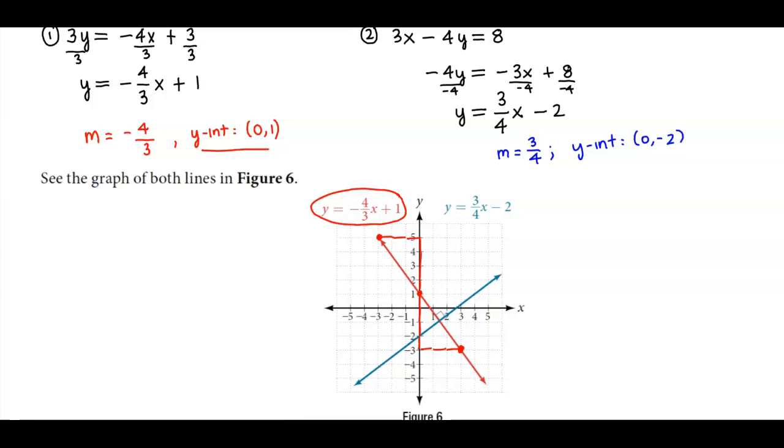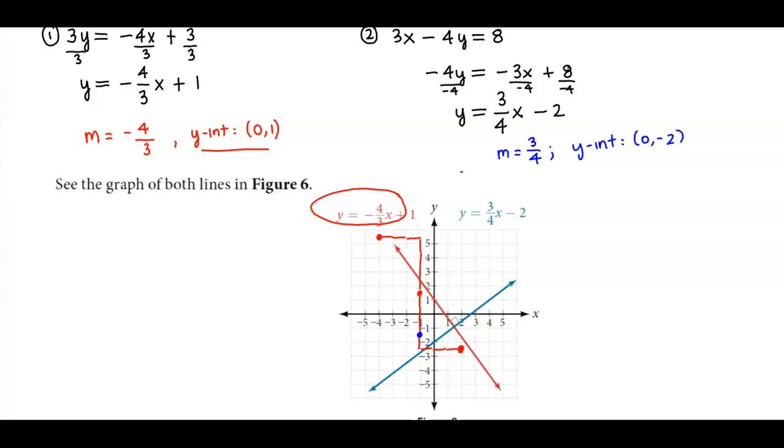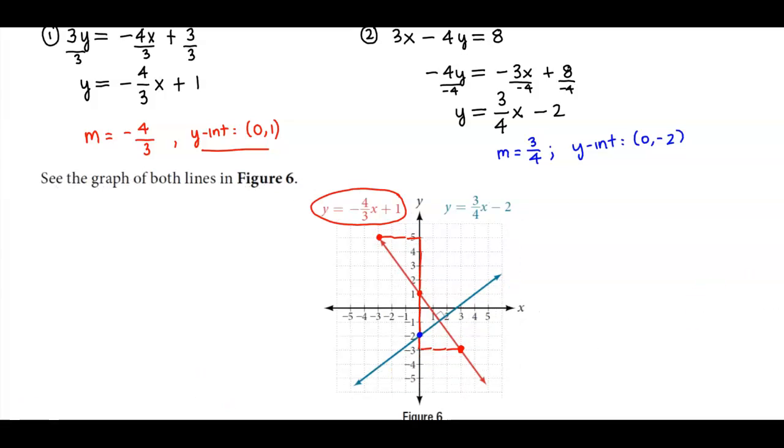Now, when we graph the next one, again, we're going to use our slope and our y-intercept. Our y-intercept, we're starting at (0, negative 2). And our slope tells us to go up 3 units, 1, 2, 3, and then to the right, 1, 2, 3, 4. And there's our one point.